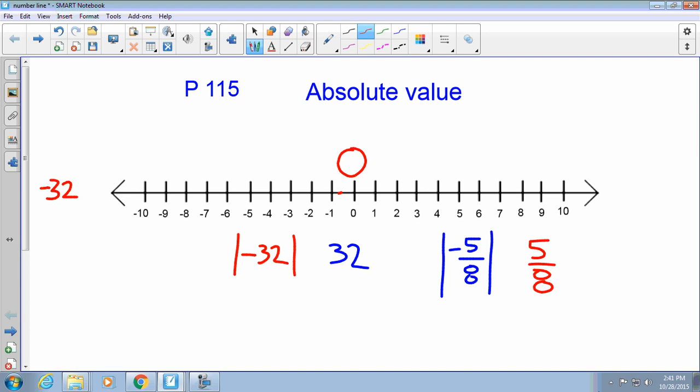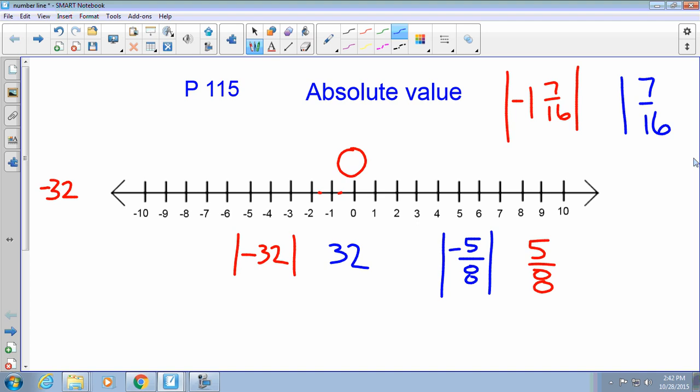There's another one. I'm going to move it up here because I'm running out of room below. -1 7/16. What would the absolute value be of -1 7/16? Well, -1 7/16 would be somewhere about here on our number line. The absolute value of -1 7/16 would actually be simply 1 7/16. That would be the absolute value.